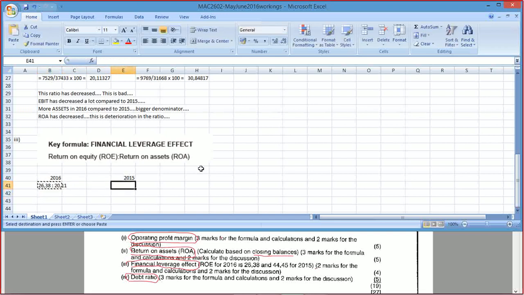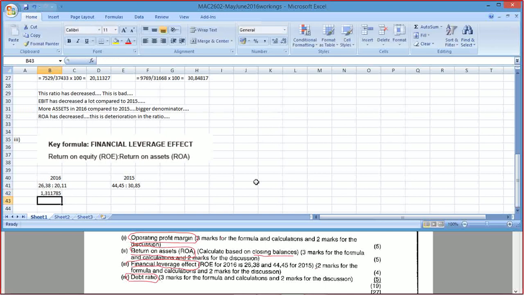20.11, yes. And then in 2015, you had ROE of 44.45 to ROA of 30.85. There it is. Then obviously you would simplify. You'd divide the one number by the other, and you would then get a figure. So let's check.